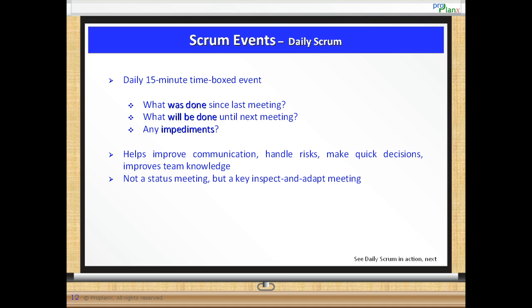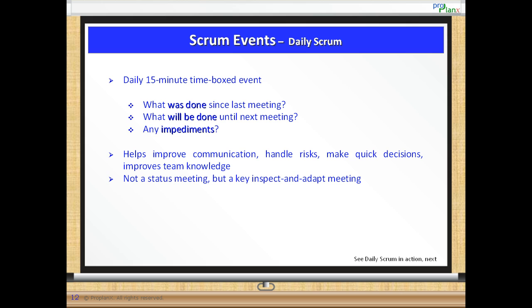Each team member attending the meeting needs to answer these 3 questions, and they are: Number 1. What was done since last meeting? Number 2. What will be done until next meeting? Number 3. Anything preventing completion of the work that the team needs to be aware of. The goal is to help improve communication, handle risks, make quick decisions, and improve the team's overall knowledge.